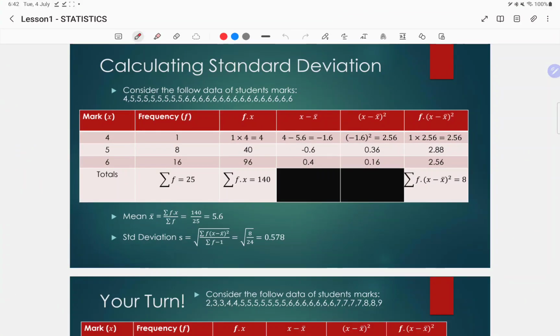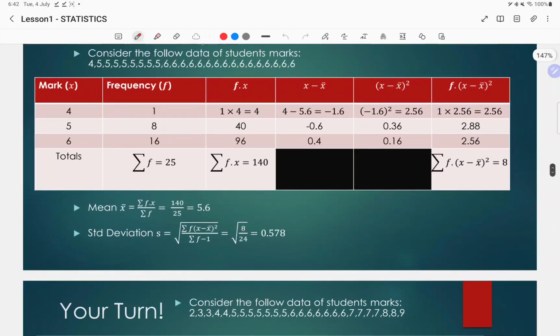Have you seen this table before? Yeah. So just quickly recap. This one is just f times x, so that number times that number. And then that symbol, what does that mean? This symbol here. Mean, yeah. So that would just be the x value minus the mean. So you calculate what the mean is. I'm assuming you know how to do that. And this one is just x minus the mean, everything squared. And then this one times that in here. And then we sum all of that.